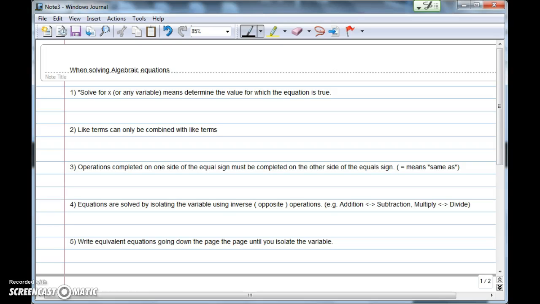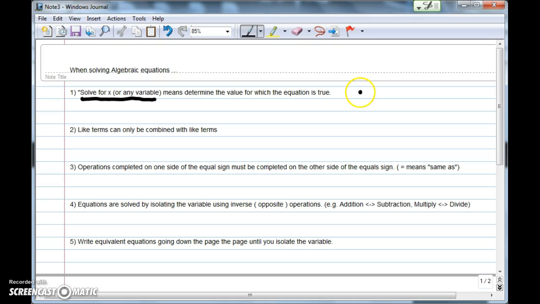When solving algebraic equations, there are some things that I like to keep in mind that help me solve them. These things are true regardless of the algebraic equation, and they will make solving them much easier. First thing is, when we say solve for x, what we really mean is find out a value that will make the equation true.